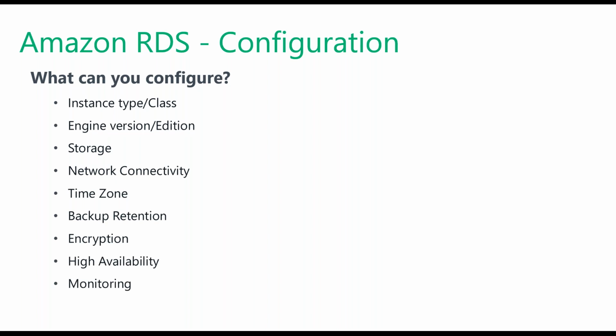Some other options: you can configure encryption, so you have the ability to encrypt the underlying host when running Amazon RDS, and also whether you want to have a SQL Server that is hosted in one availability zone or one data center, or if it's hosted in two data centers.